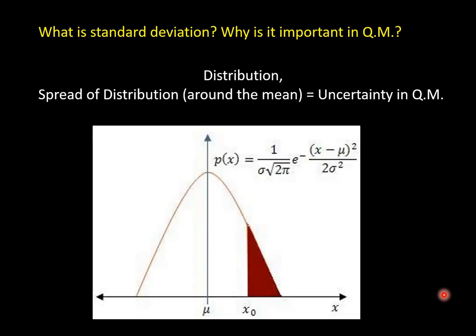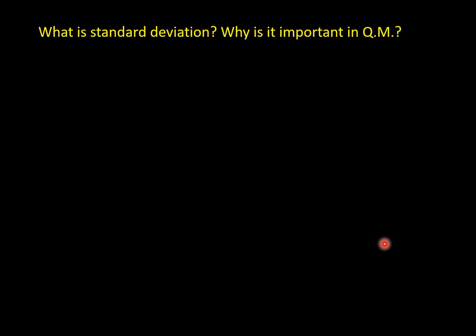For example, here this is the famous Gaussian distribution, and this sigma is the parameter we call standard deviation. Sigma square is called variance, and you see that there is a spread of the distribution. This is the mean position. So this is the Gaussian distribution. Now, why is all this important in quantum mechanics, right?